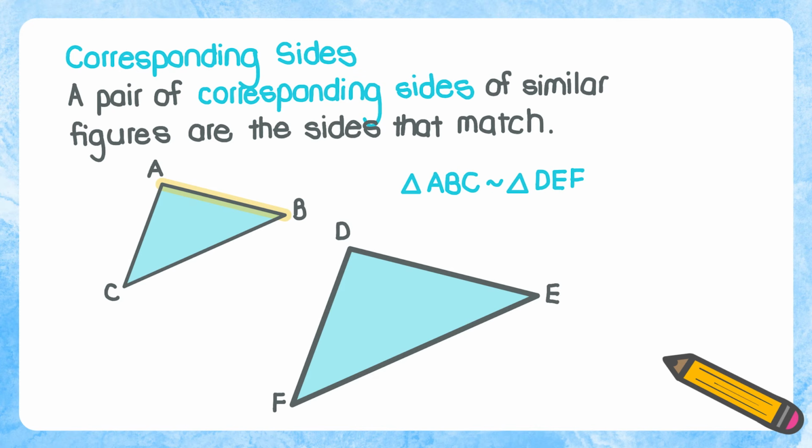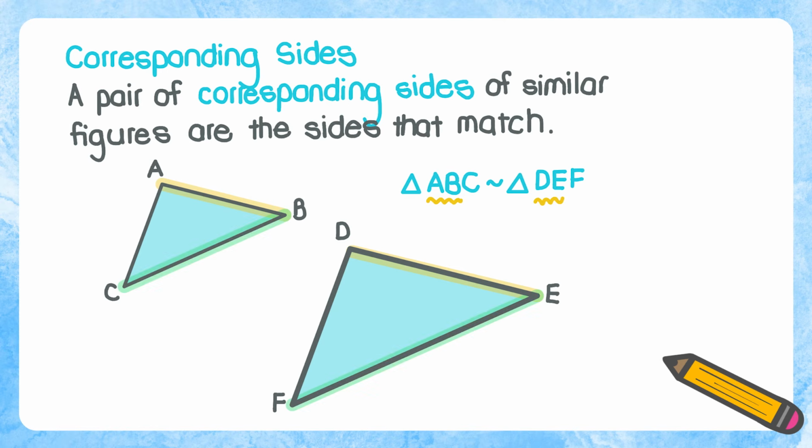Let's look at side AB first. So we have side AB of triangle ABC. In triangle DEF, which side would be its corresponding side? Side DE. Notice how their positions match up. This is also true in the similarity statement. Notice how AB are the first two letters of the first triangle, and DE are the first two letters of the second triangle. Their positions match up even on the similarity statement.